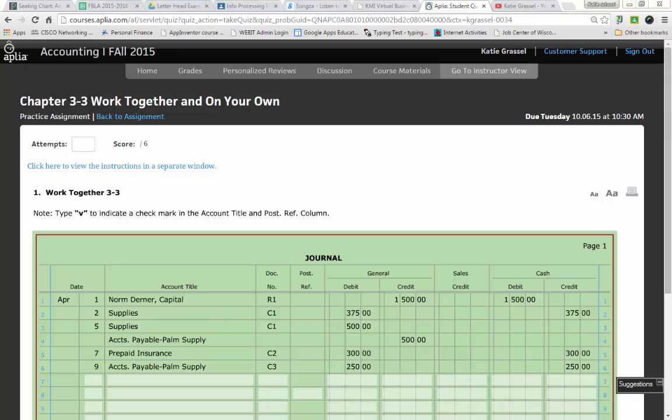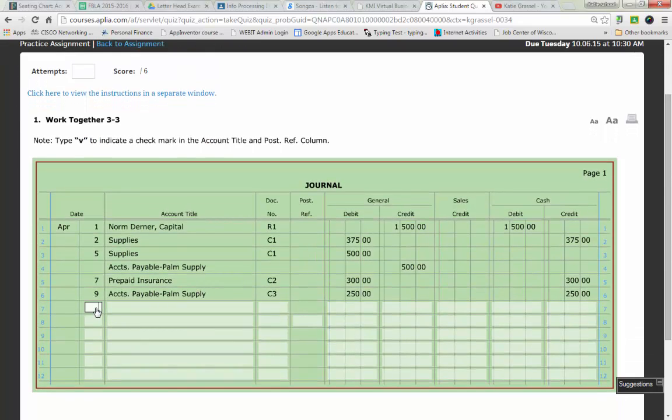For our first transaction for today, we have April 12th, paid cash for rent. Kyle, what accounts are being affected? And? Rent expense. Do we have a special column for rent expense? Do we have a special column for cash? So what goes in our account title? Rent expense.